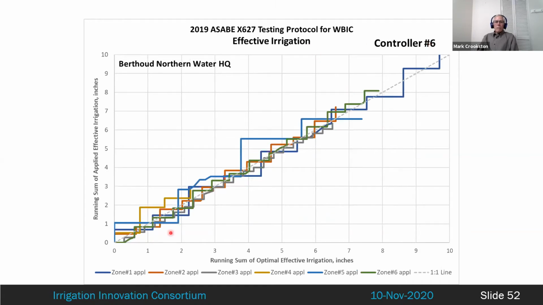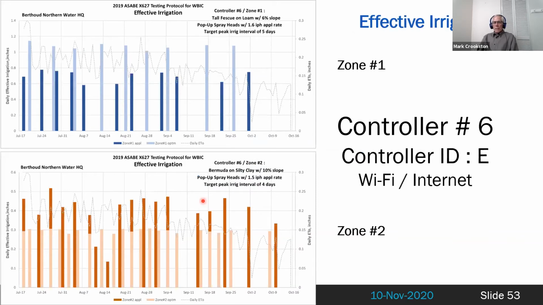Effective irrigation, controller number 6. Again, we want it to follow the one-to-one line. Obviously irrigation comes in events, and so the timing of that event is very important to whether it stays there. We want to actually see these jumps spread out because that's watering deeply and infrequently, whereas if they were always right on the line, that's watering every day. And that's not the intent of managing the landscape properly.